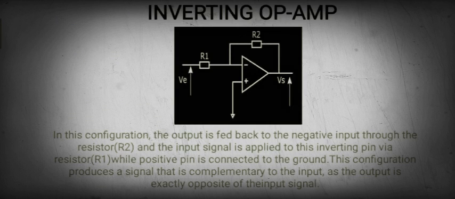Inverting op-amp. In this configuration, the output is fed back to the negative input through the resistor R2, and the input signal is applied to this inverting pin, that is the negative terminal, via resistor R1, while the positive connection is grounded. This configuration produces a signal that is complementary to the input, as the output is exactly opposite of the input signal, hence the name inverting.